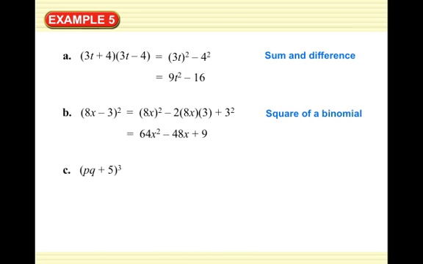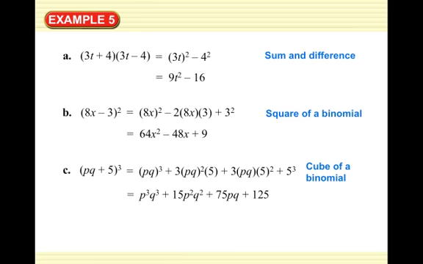Okay, so this one's really kind of new. We've got pq plus 5, the whole thing cubed. So this is the cube of a binomial. Okay, so it's going to be first base cubed, so pq cubed, plus 3 times the first base squared times the second base, so pq squared times 5, plus 3 times the first base times second base squared, so plus 3 times pq times 5 squared, plus second base cubed, so 5 cubed.